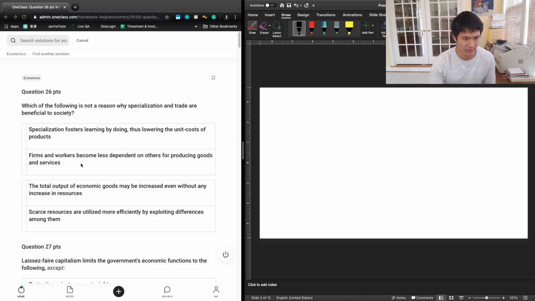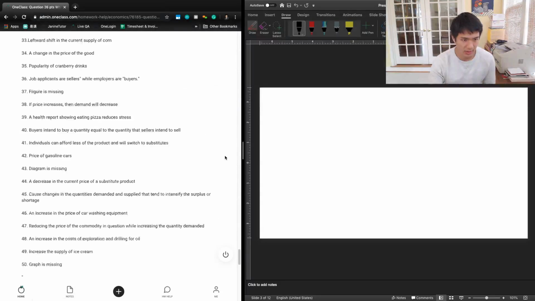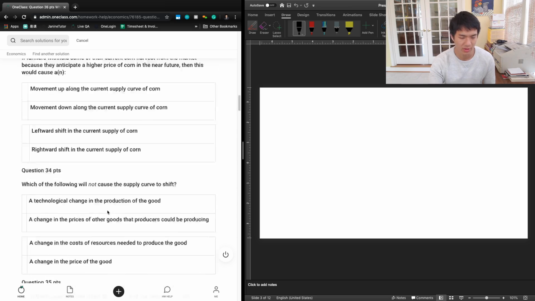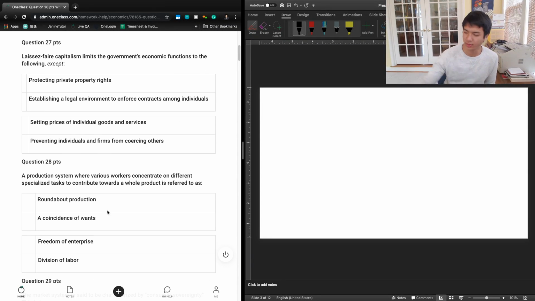So again, our final answer is going to be B. Firms and workers become less dependent on others for producing goods and services. Let's take a look at the previous tutor's answers. The previous tutor says firms and workers become less dependent on others for producing goods and services. So great, we're all on the same page. All right, let's move on to number 27.